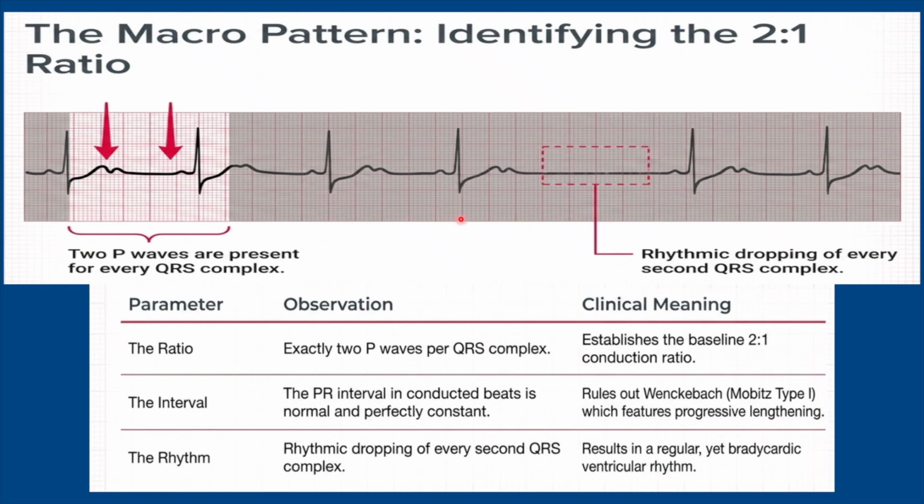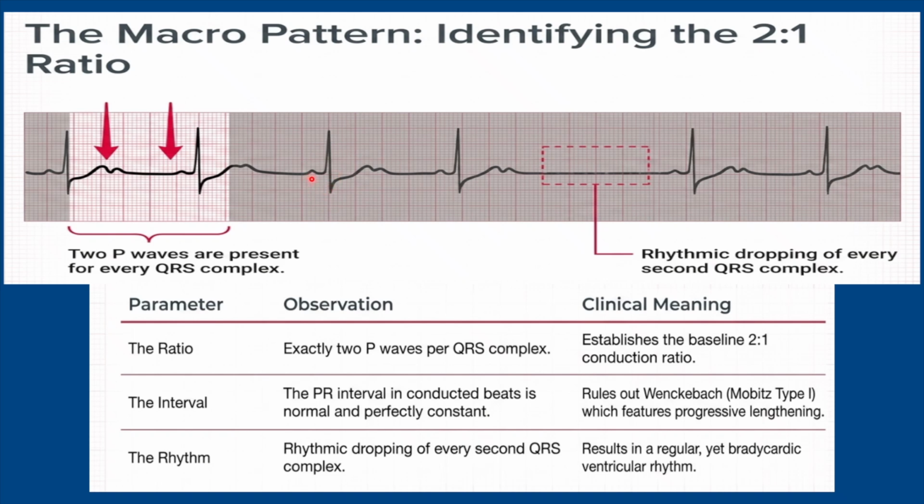The third pattern of type 2 AV block is 2 to 1 conduction. Simply, you will find a constant pattern through the ECG: one P wave is conducted normally, and the following P wave is not conducted. The following one is coming here above the T. And then one conducted and another one not conducted. So exactly, you will find two P waves per one QRS complex.